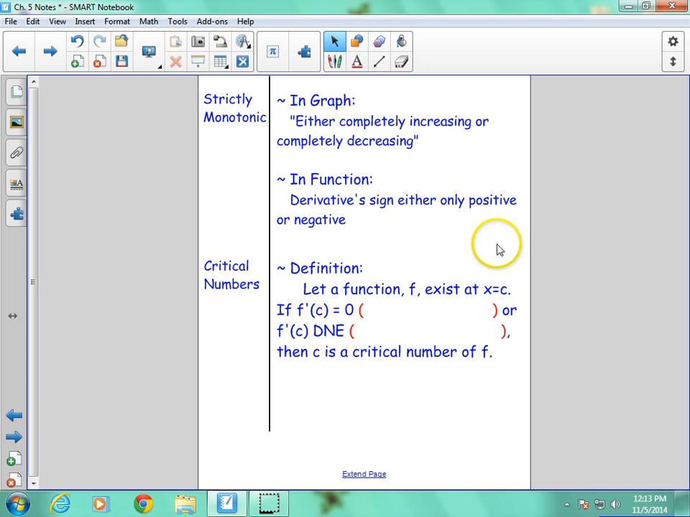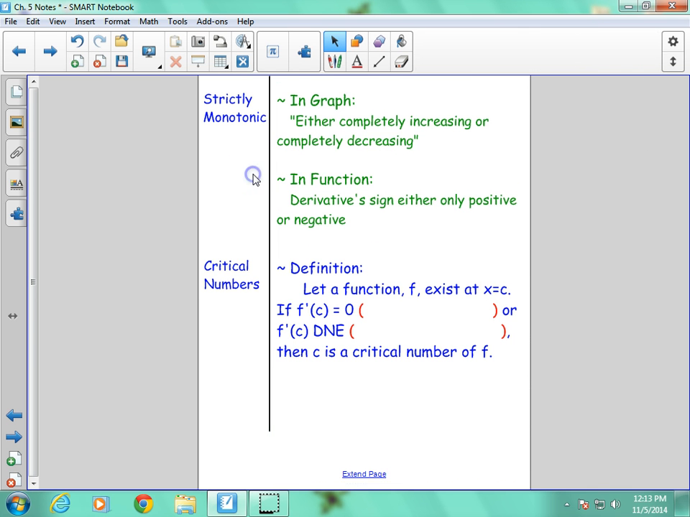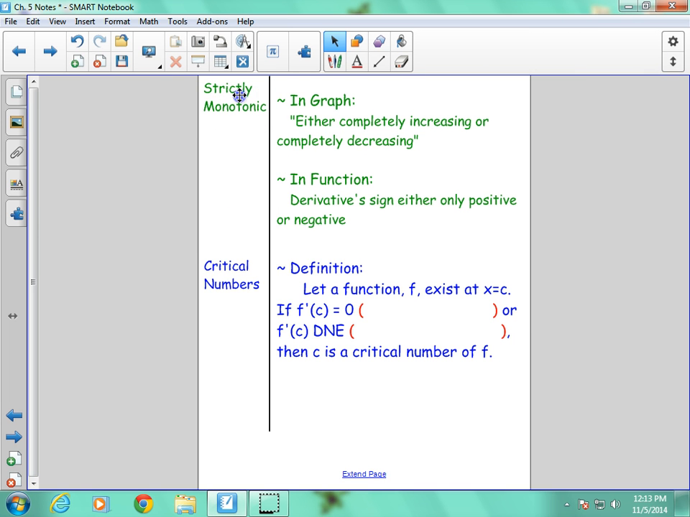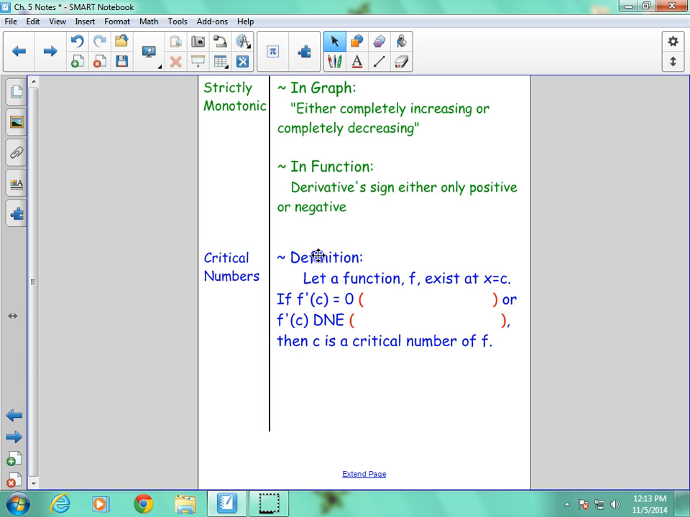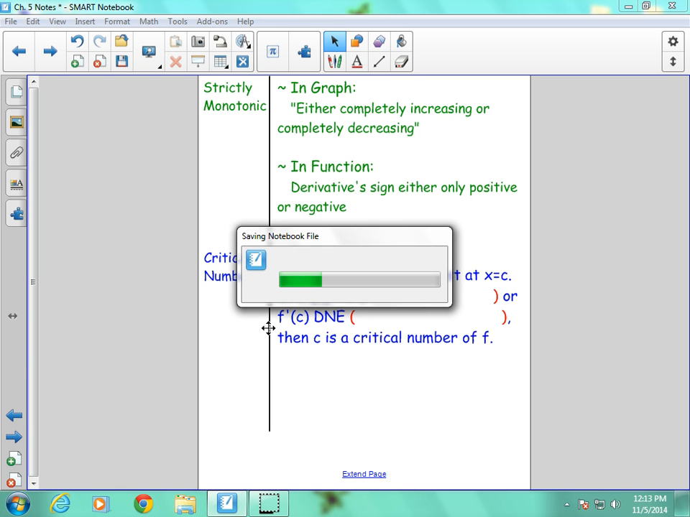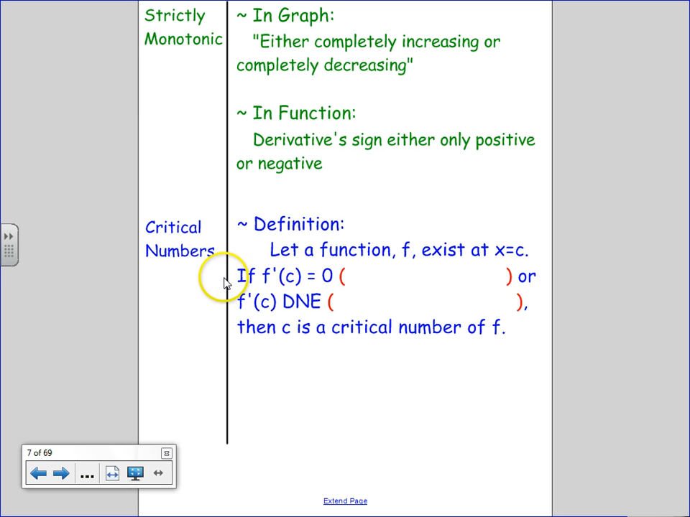Technically, this should be all review. I'm going to make them all green. Strictly monotonic, we have talked about a lot, especially when we are trying to think about the invertibility of a function, whether a function was 1-to-1 or not. Why am I talking about him here? Well, we're talking about increasing and decreasing here, right?